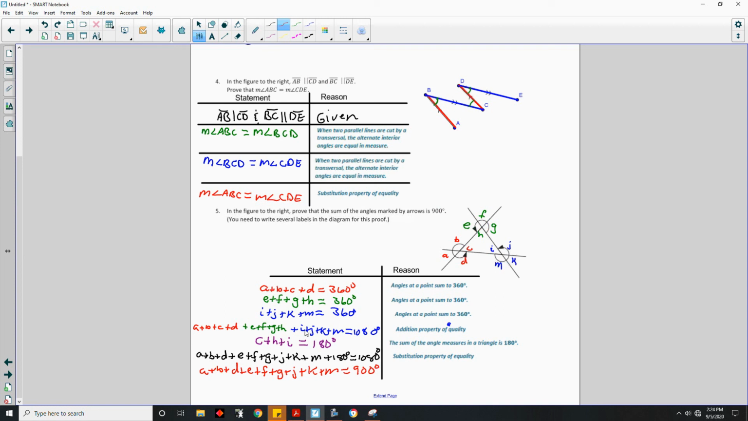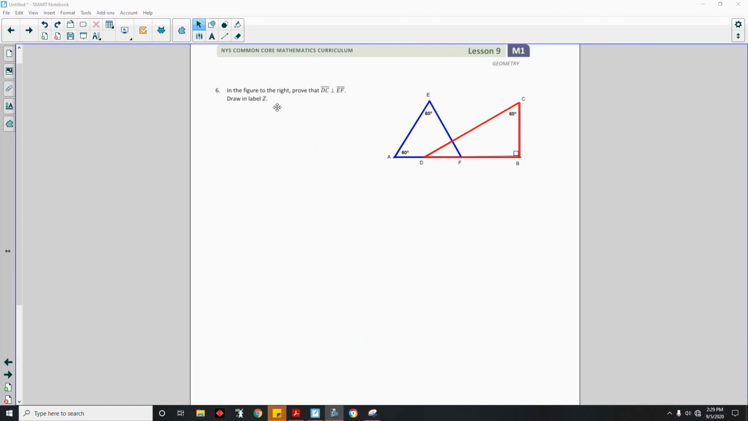So it says, prove the sum of the angles marked by arrows is 900 degrees. So the arrow marks are the exterior, these three, A, B, D, E, F, G, J, K, M equals 900. So we just proved that, and the reason is the subtraction property of equality. We subtracted 180 degrees from both sides and proved that the exterior angles around this triangle add up to 900 degrees. Okay, page 4 brings us to problem number 6, and it says in the figure to the right, prove that DC, this line segment here, is perpendicular to EF, meaning at this location here, they intersect at 90-degree angles.